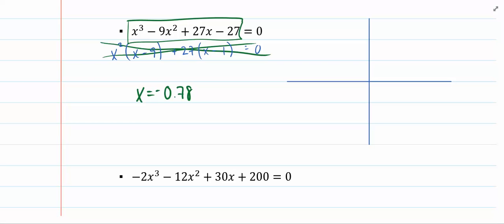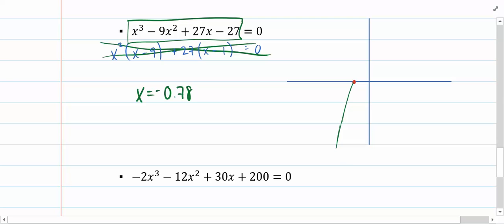And if we looked at the graph, we saw that there was a 0 here at negative 0.78. And the rest of the graph behaved something like this. The end behavior pointed downward to the left. It had this curve somewhere up here, and the rest of the tail pointed up and to the right. So that's a good sketch for this graph.